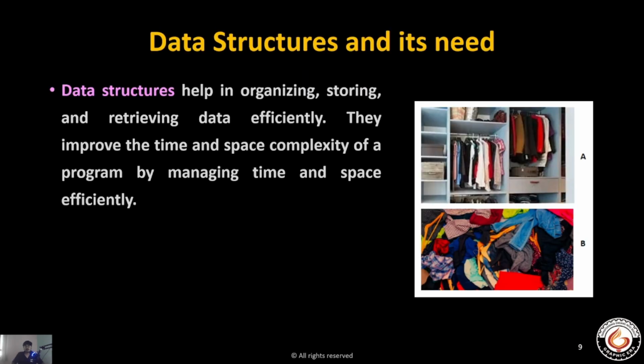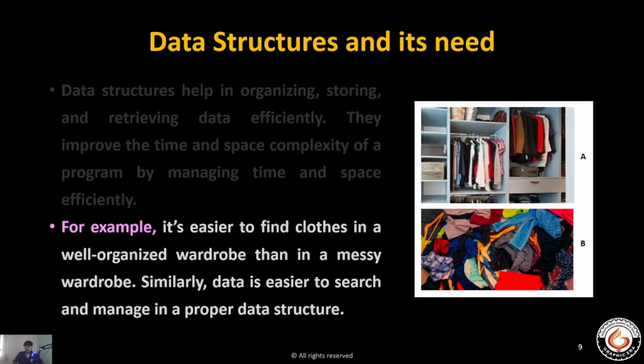Now we will learn about data structure and its need. Data structures help us in organizing, storing and retrieving data efficiently. They improve the time and space complexity of a program by managing time and space efficiently. For example, as you can see here in these two images A and B, if I ask you to find a cloth in image B, it will be very hard and will take a lot of time. But if I ask you to search for a cloth in image A, it will be very easy because they are managed properly.